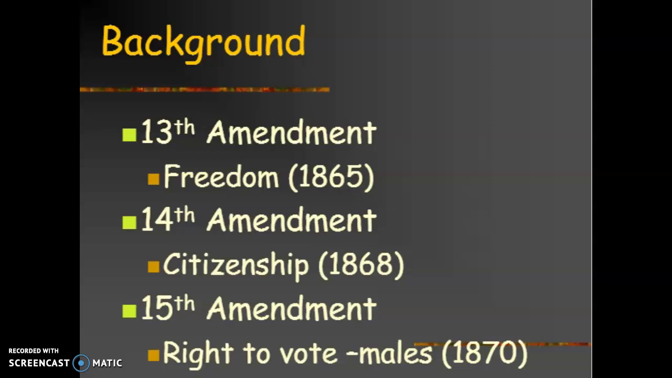So, stuff that we've talked about already: the 13th, 14th, and 15th Amendments. These are the civil rights amendments. First, slaves are given their freedom with the 13th Amendment. The 14th Amendment was where slaves were given citizenship. They became citizens, and the 15th Amendment gave all men the right to vote. You can see the dates on those right there.